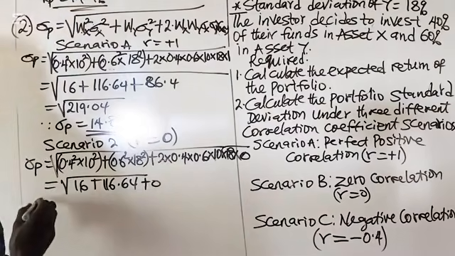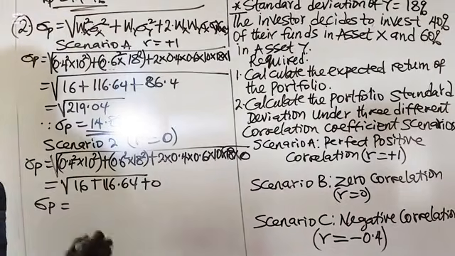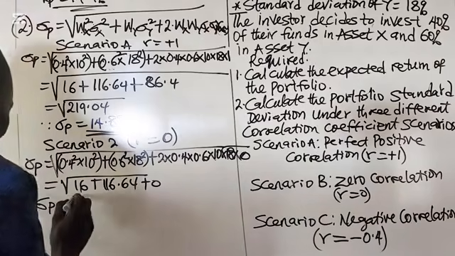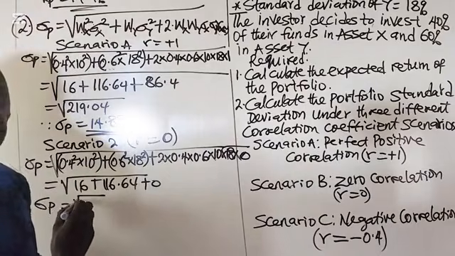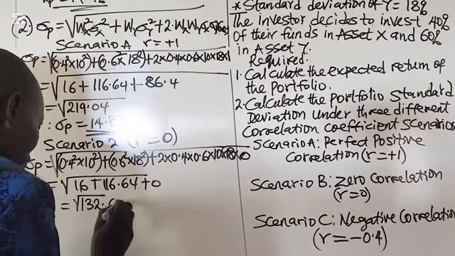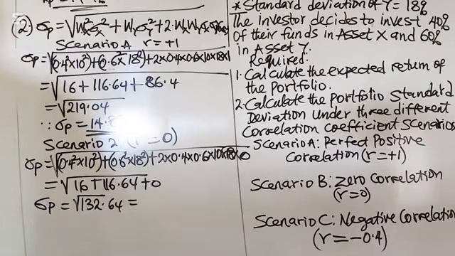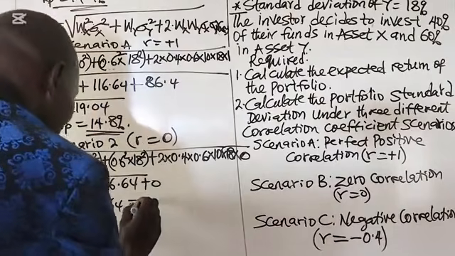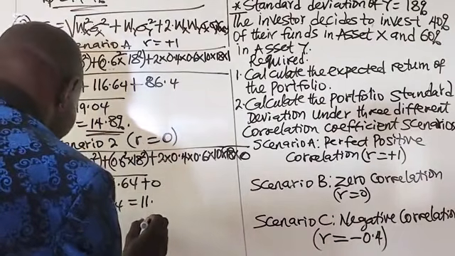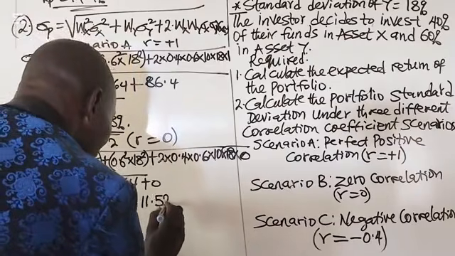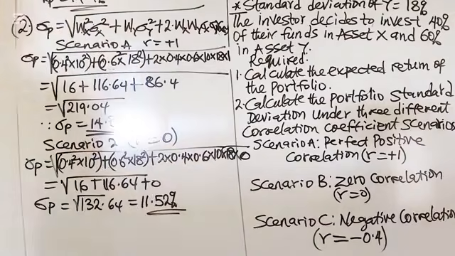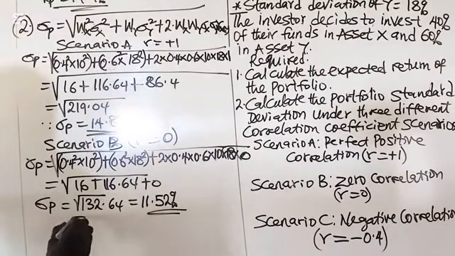So the standard deviation of the portfolio: we have 16 plus 116.64 plus 0, that is the square root of 132.64. What is the square root of that? We have 11.52%.